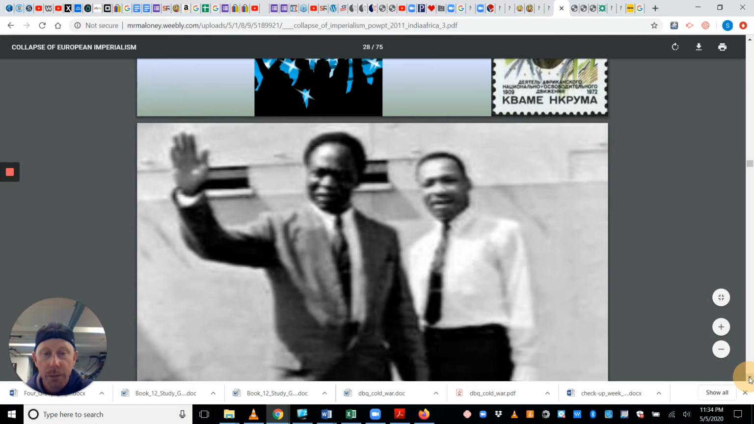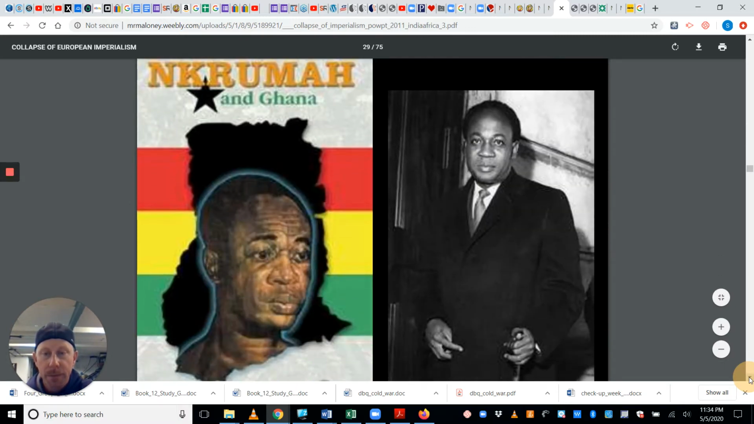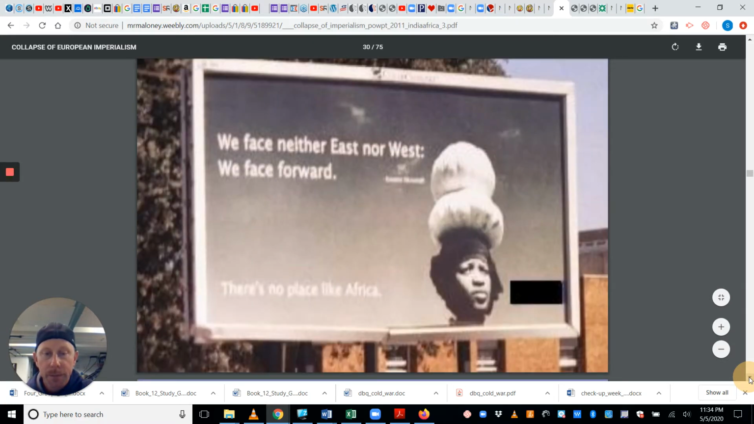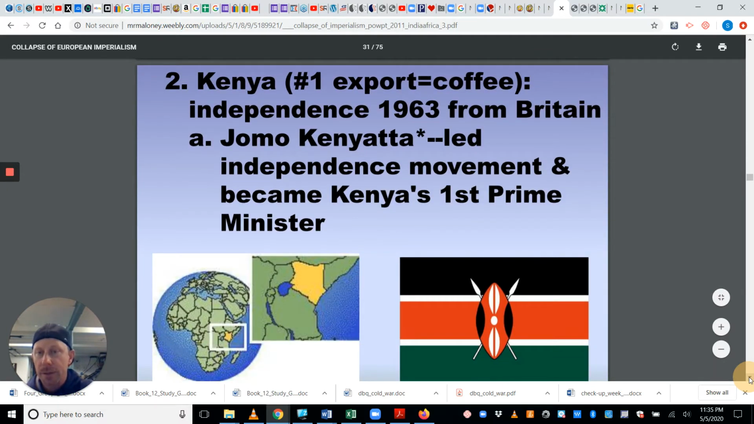And here's just some pictures of Kwame Nkrumah. There's just a billboard here. We face neither east nor west. We face forward. There's no place like Africa. So having pride in Africa. Just trying to gain their independence, these people.